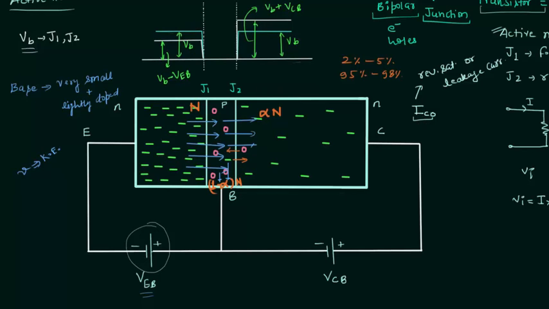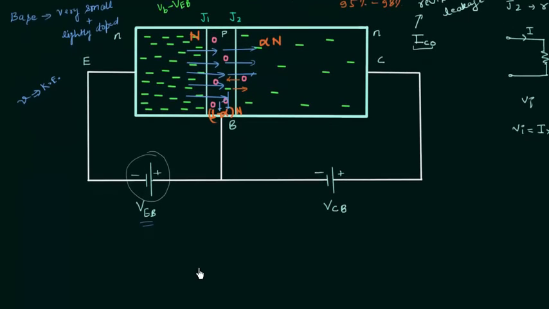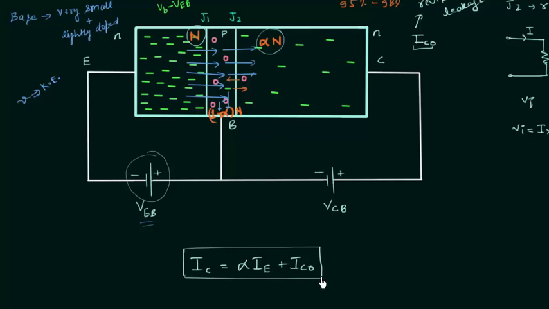And if I want to find out the collector current IC, then it is equal to alpha IE, alpha times the emitter current, because N is the number of electrons entering the base and alpha N is the number of electrons moving to the collector. So current will be alpha times IE plus ICO. So this is the value of the collector current.